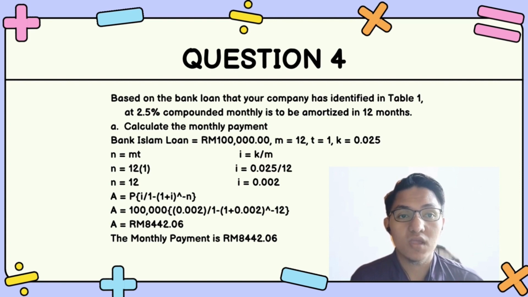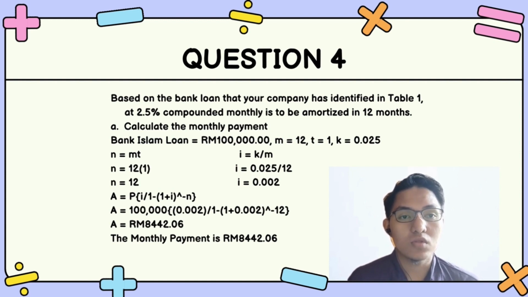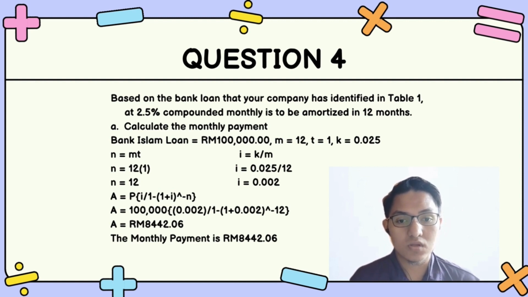The formula for n is n equal to m multiplied by t. So that means n equal to 12 multiplied by 1, so n will be 12. Then we're going to search for the i, or interest. The formula for i is k divided by m, so i equal to 0.025 divided by 12, which is i equal to 0.002.